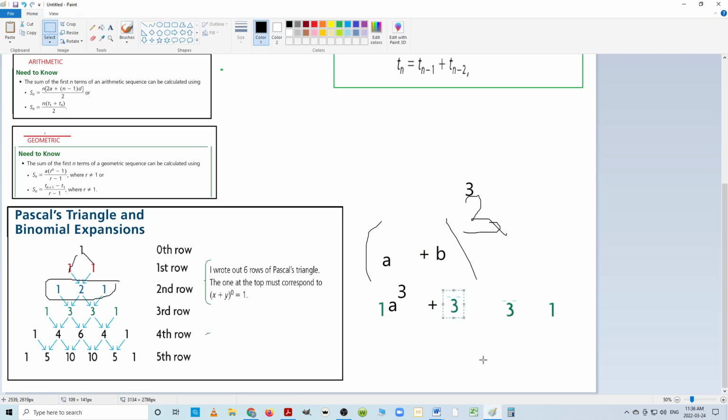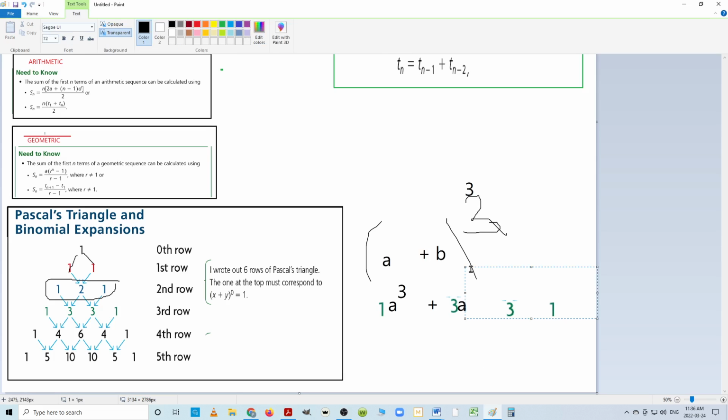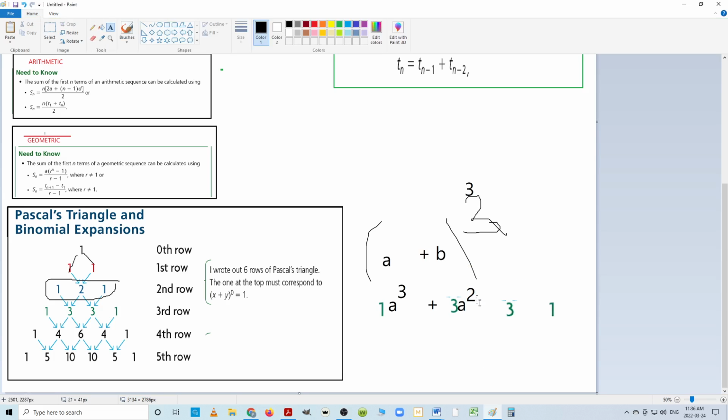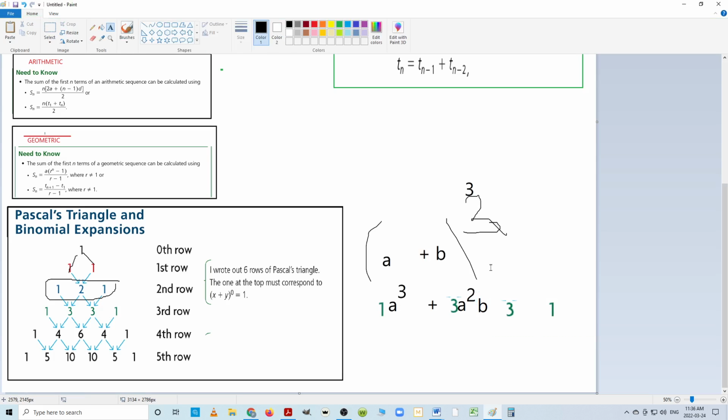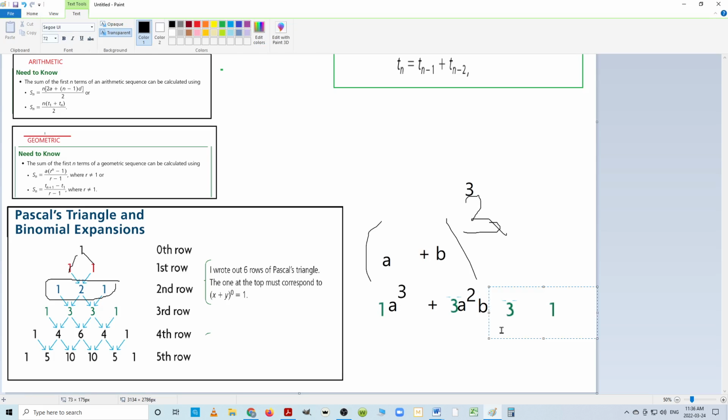And then the a goes down by 1. It goes from a cubed to a squared. And sorry, this is finicky. And suddenly the b appears, and the b has a power of 1. And then we have a plus here. And then there's that 3.